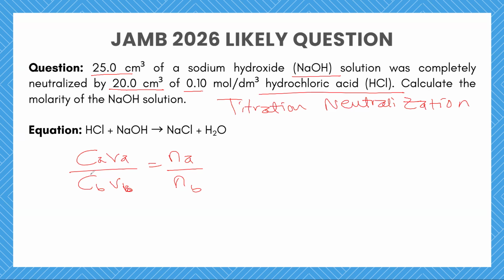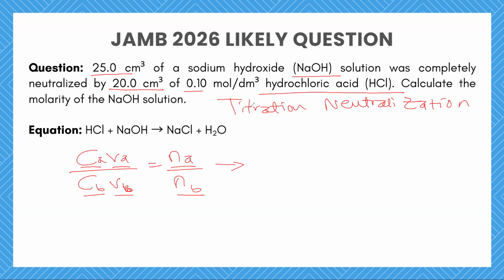And each of these symbols has a meaning. Ca here stands for the concentration of the acid, Va, the volume of the acid used, Cb stands for the concentration of the base, and Vb stands for the volume of the base used. Na stands for the number of moles of the acid, and Nb stands for the number of moles of the base. Let's plug in our values into this formula.